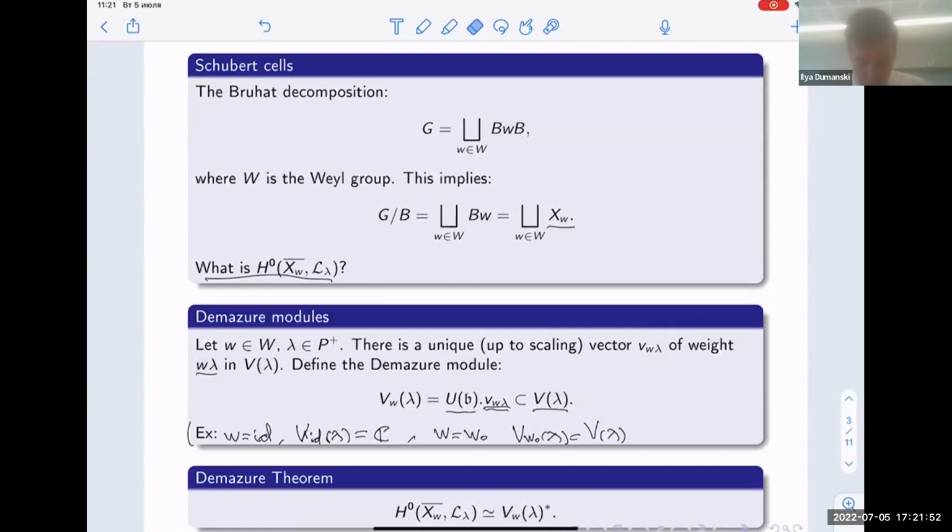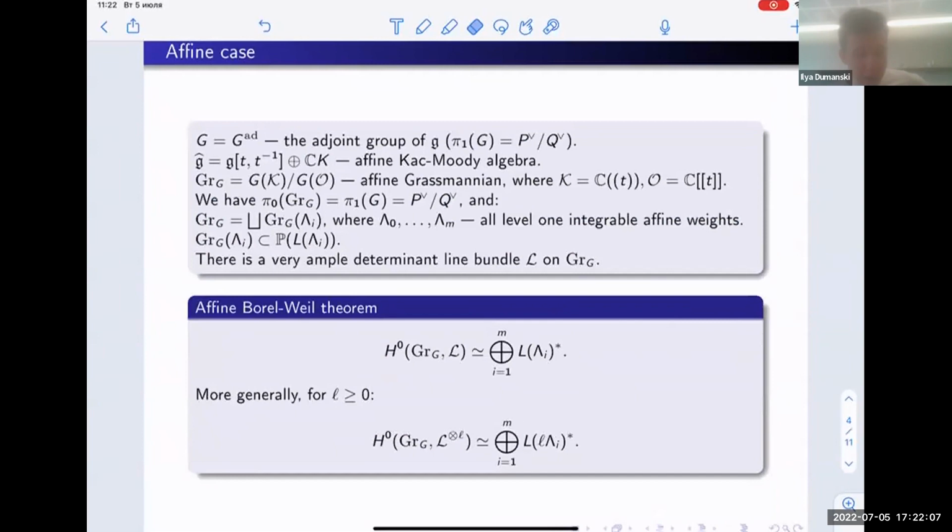That is all I wanted to recall about the finite dimensional case. Now let us proceed to the generalization of these theorems to the affine case. Let me now assume that the group G is the adjoint group of the Lie algebra g. I'll explain in a minute why we decided to pick this one. It means that this Lie group G has no center.